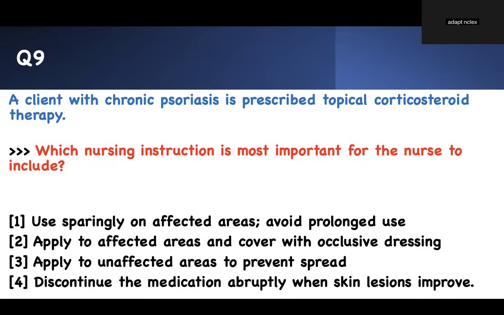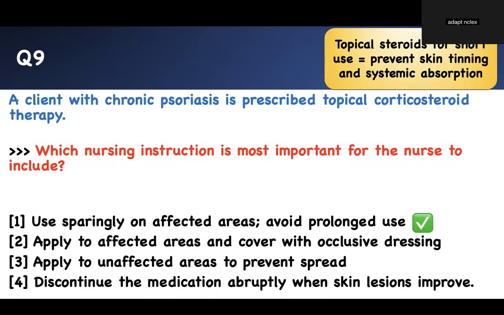How will you apply steroid to unaffected area? You're taking it because you want to apply it to the affected area. You should apply to the affected area, but when you cover it with an occlusive dressing, it leads to systemic absorption. That's a problem. Use sparingly on an affected area. Avoid prolonged use, because it makes your skin very thin and it becomes ineffective. Therefore, number 1 is the right answer.